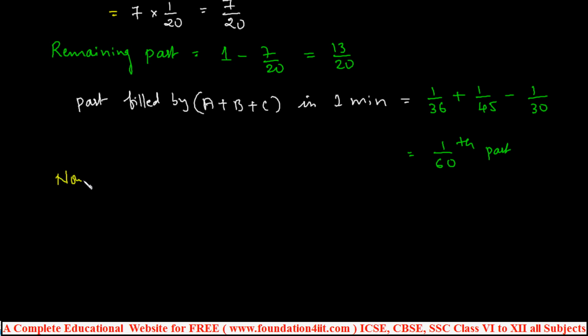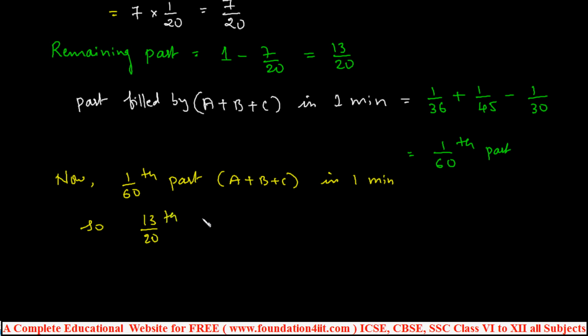Now, 1 by 60th part is filled by A plus B plus C in 1 minute. In 1 minute they can fill up 1 by 60th part. So 13 by 20th part can be filled in x minutes. Okay, then what you can write, just cross multiply.